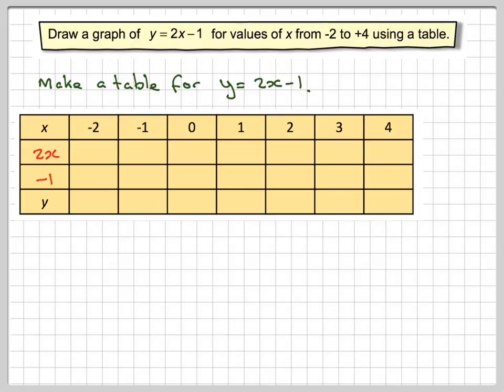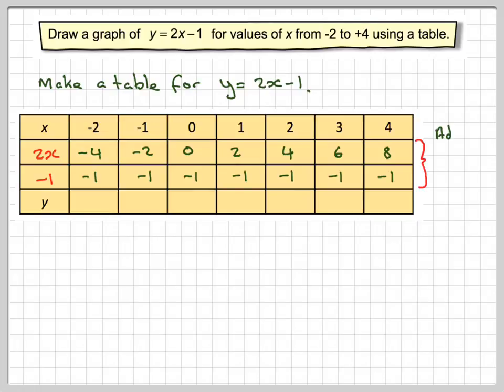And then I'm going to go through and work out: minus 2 times 2 is minus 4, minus 1 times 2 is minus 2, 0 times 2 is 0, 1 times 2 is 2, 2 times 2 is 4, 3 times 2 is 6, and 4 times 2 is 8. Now this here is just going to be a row of minus 1s, because to each of those values I need to take away minus 1.